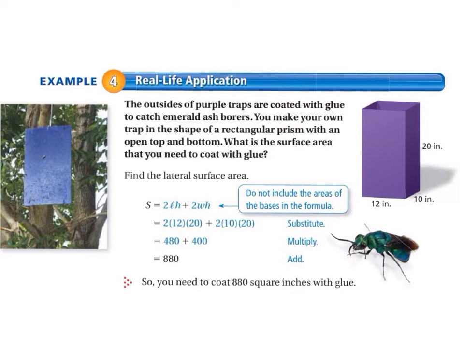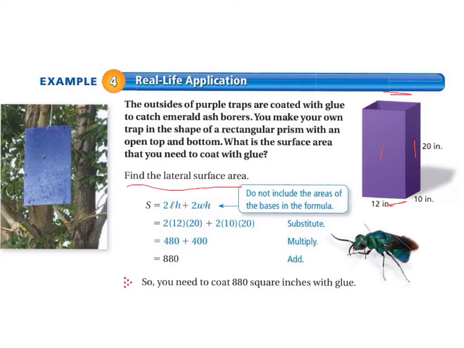Now we will be moving on to our real-life application. The outside of purple traps are coated with glue to catch emerald ash borers. You make your own trap in the shape of a rectangular prism with an open top and bottom. What is the surface area that you need to coat with glue? Our first step is to find the lateral surface area. Now let's remember what lateral is. Lateral is going to be all of these sides, not the top and the bottom. Those would be our bases.